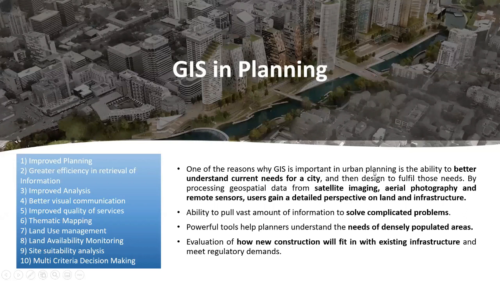It helps us to better understand current needs for a city and then design to fulfill those needs, not just simply designing anything. First, we should understand whether the need for that development is there or not. That is possible to understand with GIS by using geospatial data from satellite imaging, aerial photography, and remote sensors. Users gain a detailed perspective on land and infrastructure.